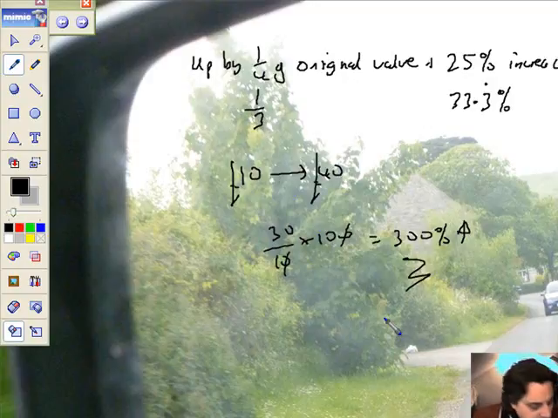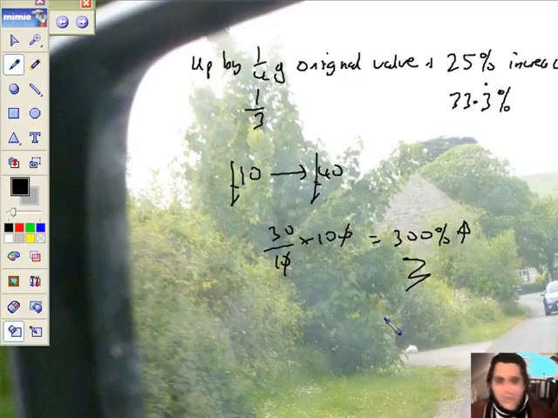Dead easy, isn't it? Right, that's that, and I think I'll stop. And that is percentage increase or decrease up to grade C, and no more than that. But no calculator allowed, as I said.